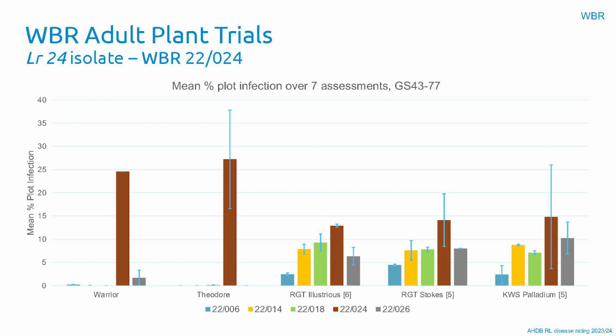The same with Theodore. The more I look at Theodore, the more I include it in our trials, it does seem like it carries the resistance of LR24. We don't know that for certain, as we don't have that information from the breeder, but it always performs very similar to my other LR24 diffs. And I've just popped up RGT Illustrious, RGT Stokes and KWS Palladium, purely because they were showing slightly elevated levels with 22024 as well.